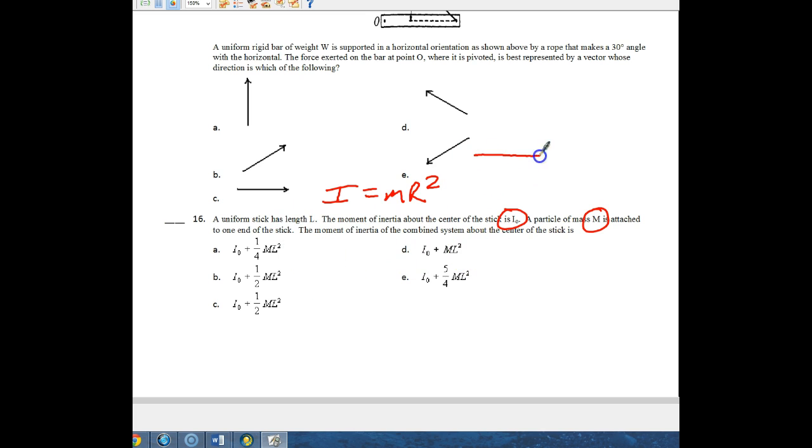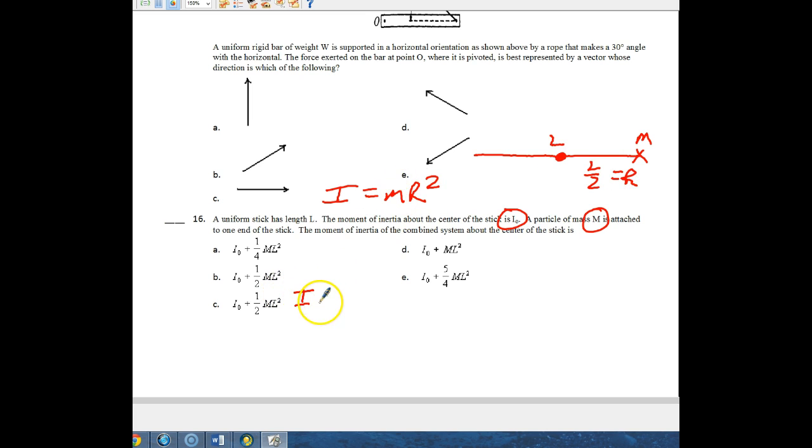Let's think about the stick now. So here's our stick. We know that it has a length of L, and it's rotating about the center. So we're going to put our center right here. That means that if we have a mass over here of m, the distance from the dot over to the x is going to be L over 2, and that'll be really important, and that'll be equal to our R. So let's go ahead and do this one now.